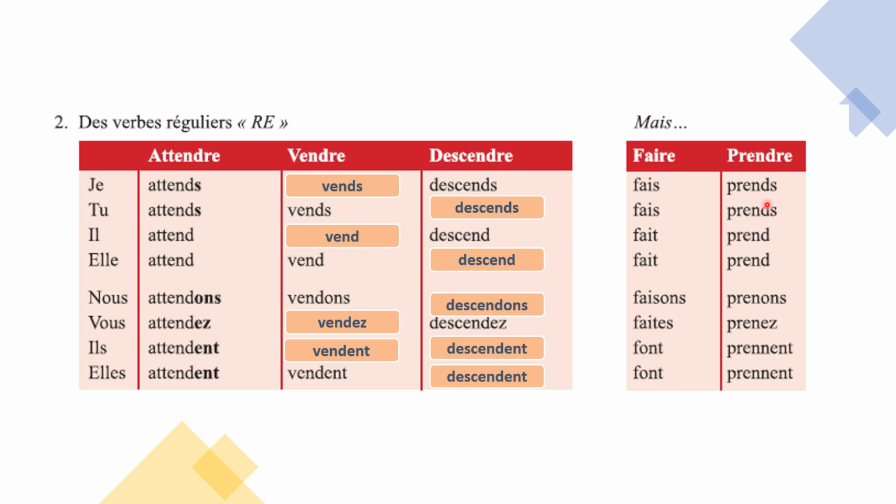Prendre is to take. Je prends, tu prends, il prend, elle prend. Here in the plural form, the D disappears. So be careful when you memorize this. Nous prenons, vous prenez, ils prennent, elles prennent, there's a double N. Add suffixes and you get new words. So comprendre is to understand, comprehend. Apprendre, AP plus prendre, is to learn.